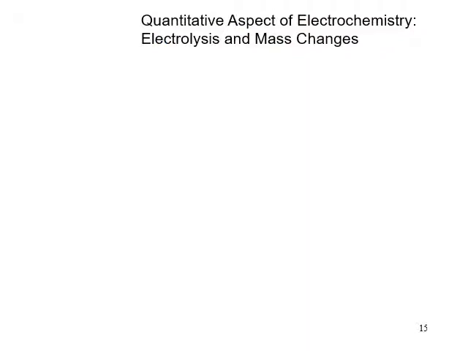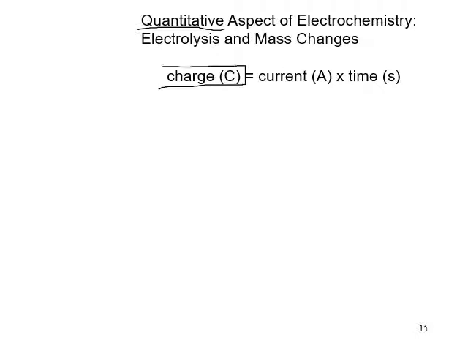Hey you guys, now we're on to the quantitative aspect of electrochemistry, which means how much, right? So when electrolysis is set up, it's connected to a battery. The battery is going to deliver electricity in the form of electron flow, and that's measured in amps. So if we can measure that and we know how long we ran it, what we can do is determine how much charge has run through the system.